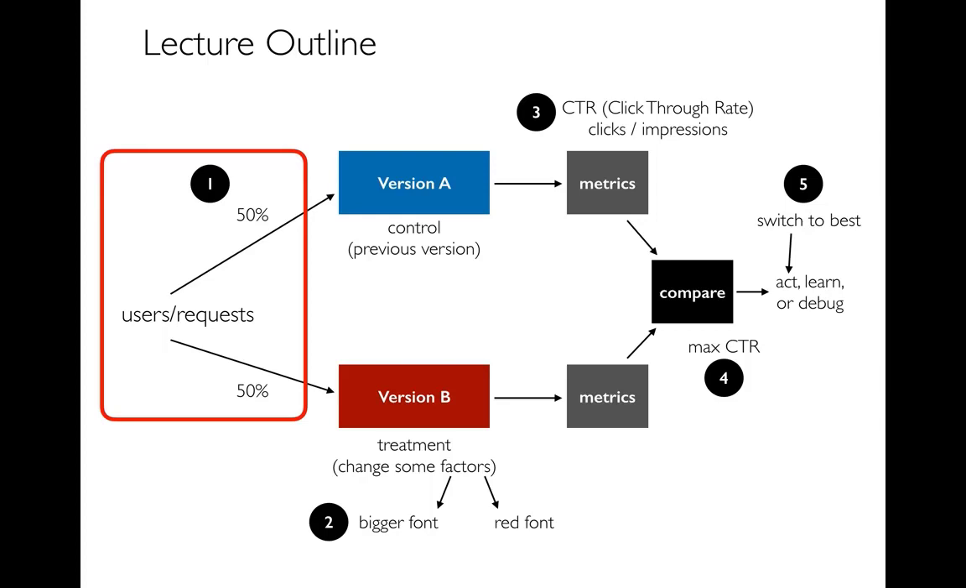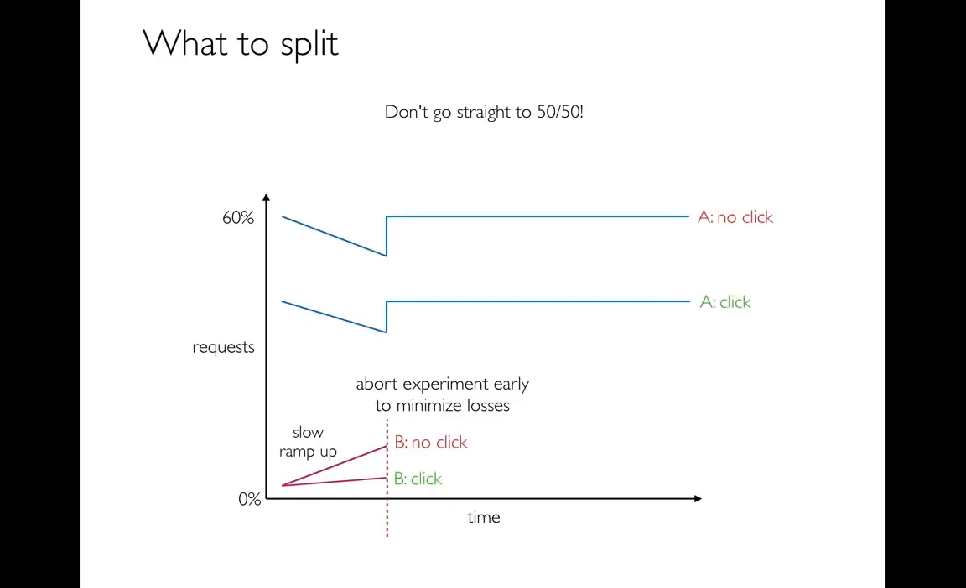Okay, so there's the last part here, which is, we have built our two versions. How do we determine who sees which one? For your project 3, it was simple. You just split the requests 50-50. What people often want to do, though, is not go straight to 50-50, because maybe version B is a lot worse. If version B means less sales, you probably don't want to immediately show version B to half of your customers. That could have a big impact on the bottom line.